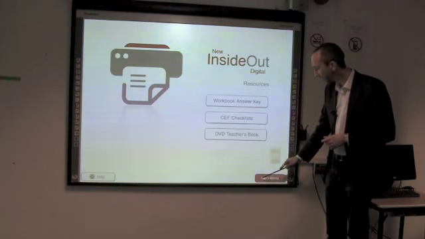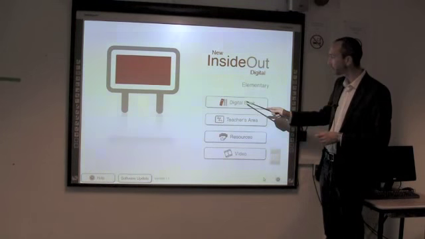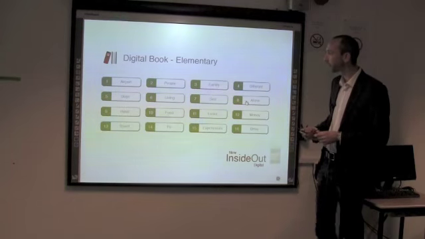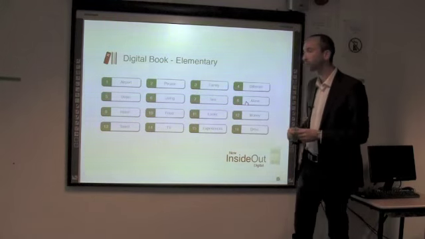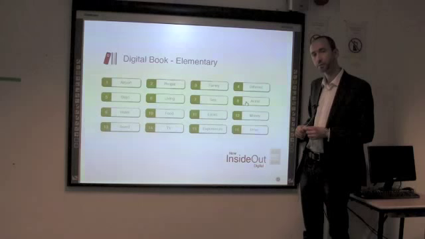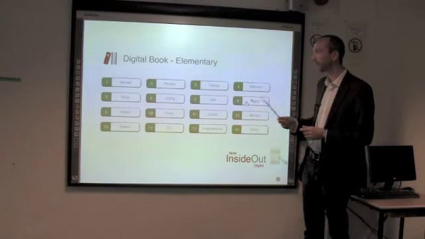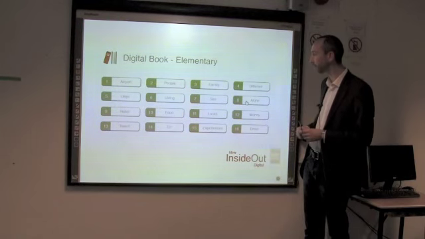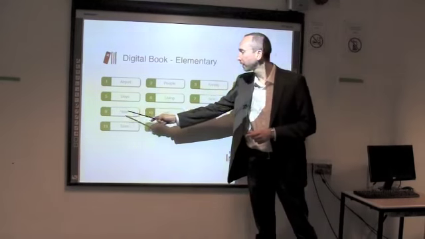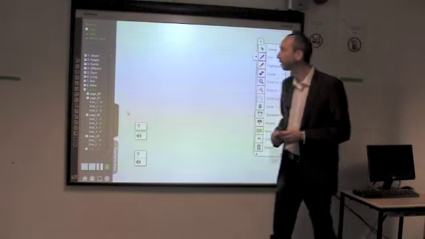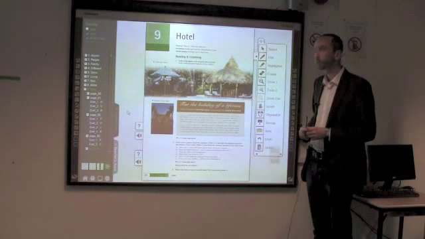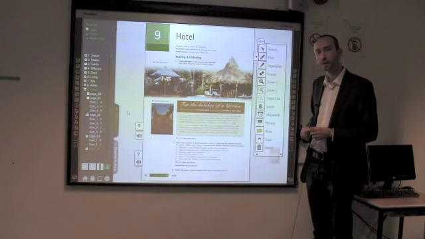Okay, so if we go back to the main menu and go into the digital book, you're then given a choice of which unit you'd like to go straight through to. As this is the elementary version, there are 16 units, and if we just click on Unit 9, for example, that takes us straight through to the page where we begin Unit 9.